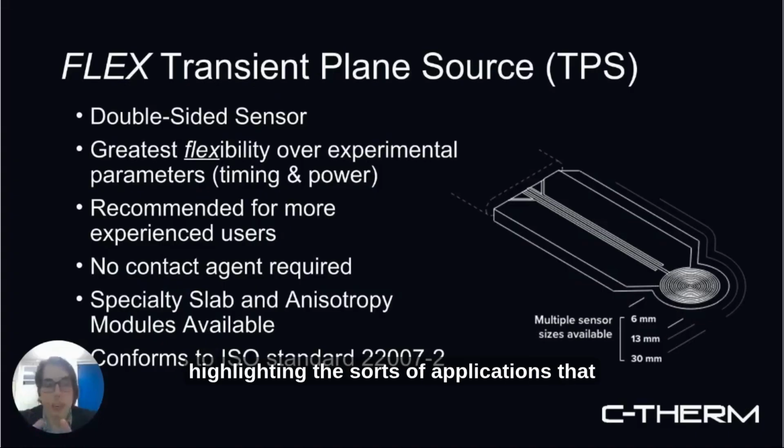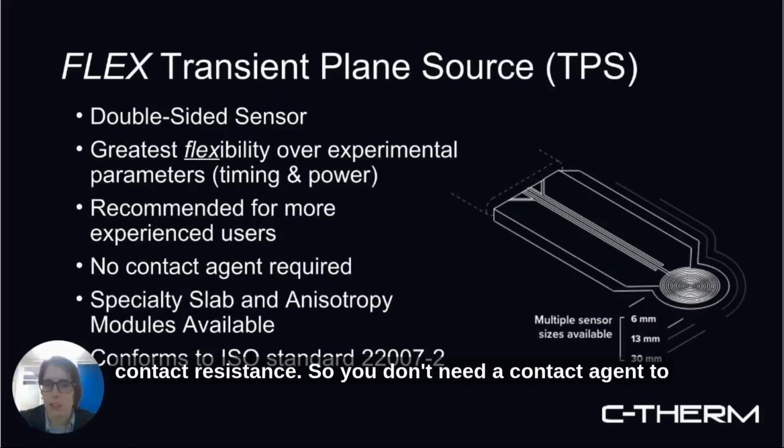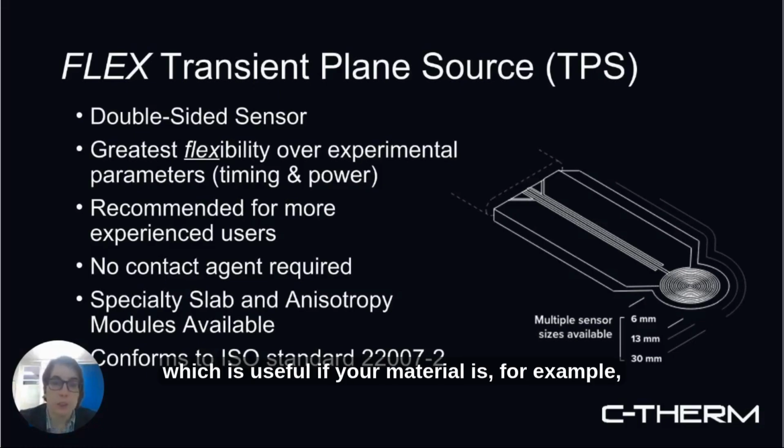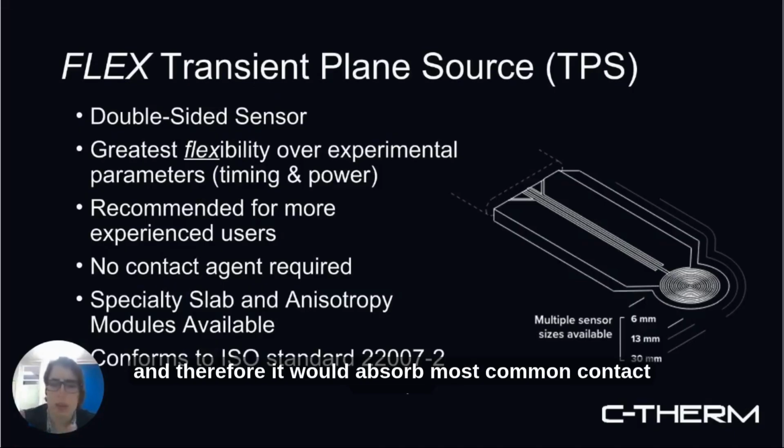Now that we're done highlighting the sorts of applications that the modified transient plane source is appropriate for, we'll look a bit at the transient plane source method. This employs a double-sided flexible sensor, which is why we call it the flex transient plane source sensor. One advantage of this method is that the contact resistance is dealt with by exploiting the symmetry of the testing setup, and by removing the portion of the data that is affected by the thermal contact resistance. So you don't need a contact agent to get valid data, which is useful if your material is, for example, highly hygroscopic or very porous, and would therefore absorb most common contact agents.